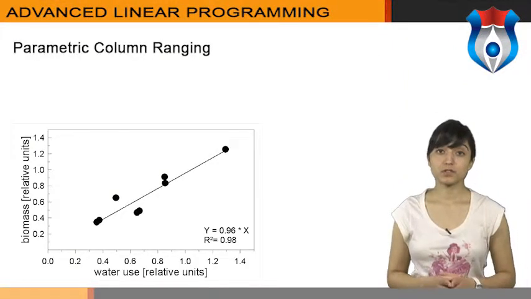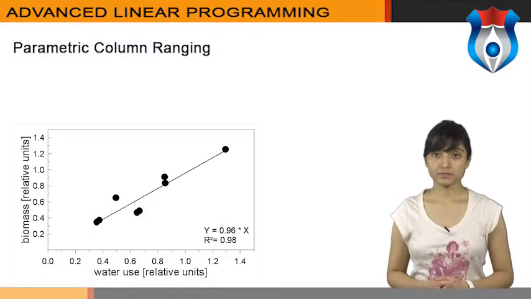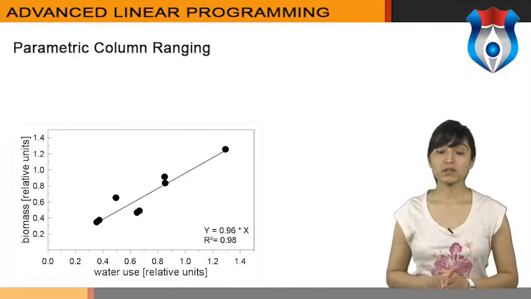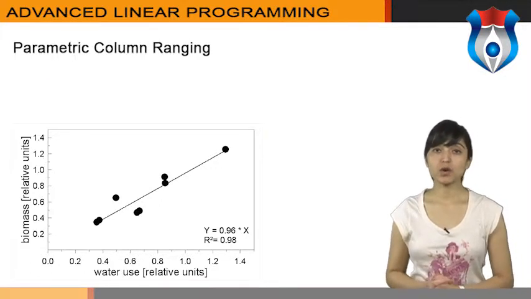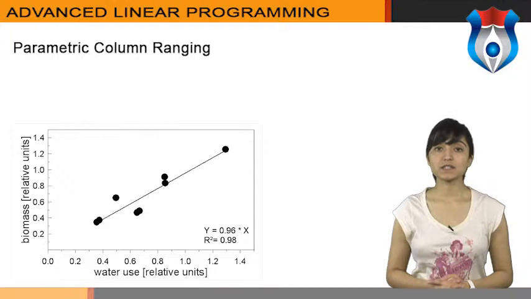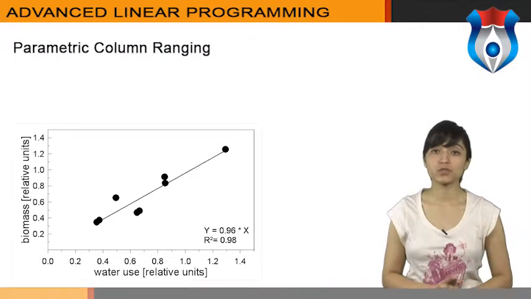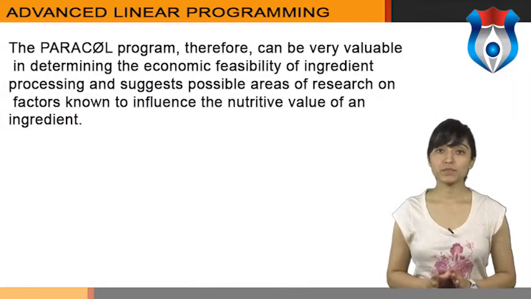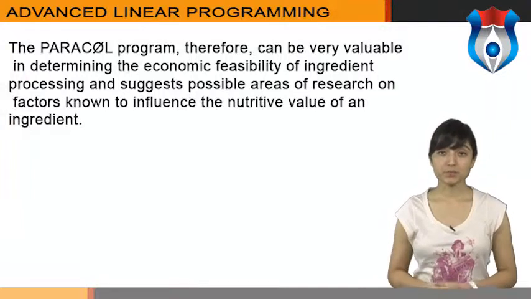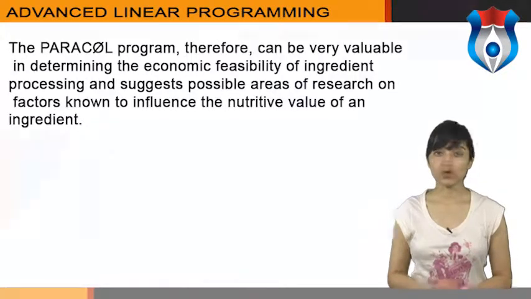Parametric column ranging. This option is used to direct the parametric ranging of elements within a specified column. A certain ingredient is selected; only one ingredient at a time can be considered. Several or all of the row values within this column may be increased or decreased. It is often possible to change the nutritive value of an ingredient by some processing method, enzyme addition, etc., with some control on the degree of change. The para-col program, therefore, can be very valuable in determining the economic feasibility of ingredient processing and suggests possible areas of research on factors known to influence the nutritive value of an ingredient.